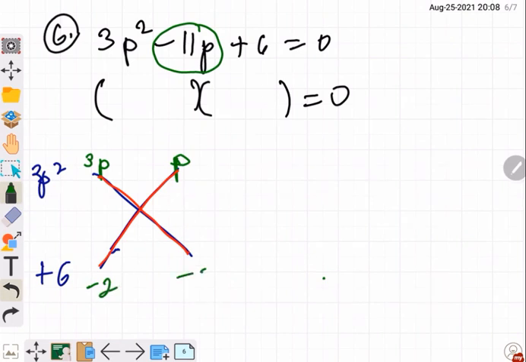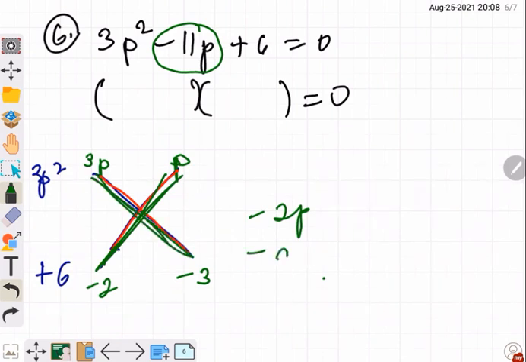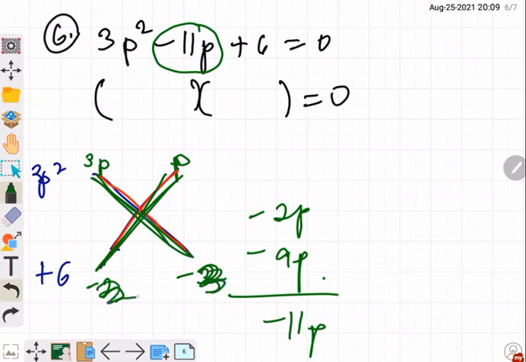Negative 2 and negative 3. Okay, so cross multiply. We're going to cross multiply this. That becomes negative 2p. Cross multiply this. That becomes negative 9p. Oh, this one works. Negative 11p. Okay, so it's different if we're going to switch. If we're going to switch and this becomes negative 3 and this becomes negative 2, so negative 3p and negative 6p, and that is negative 9p, which is different from negative 11p. So negative 3p and negative 2 are correct.